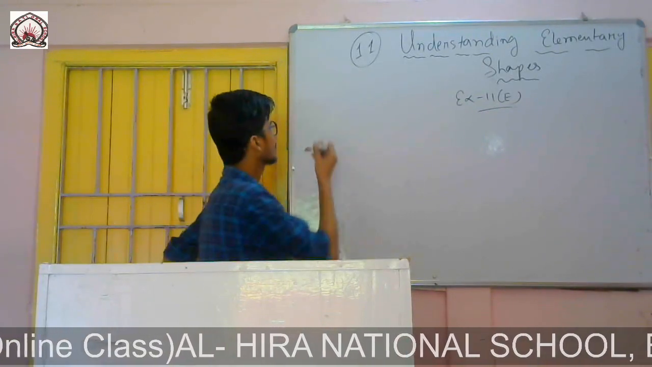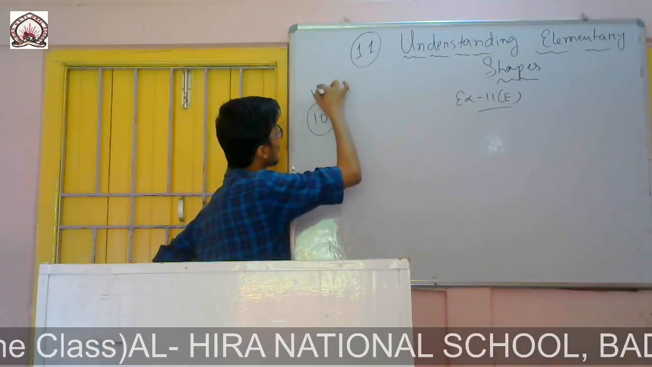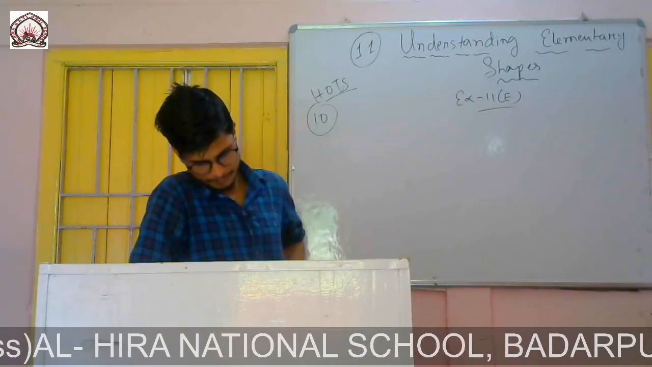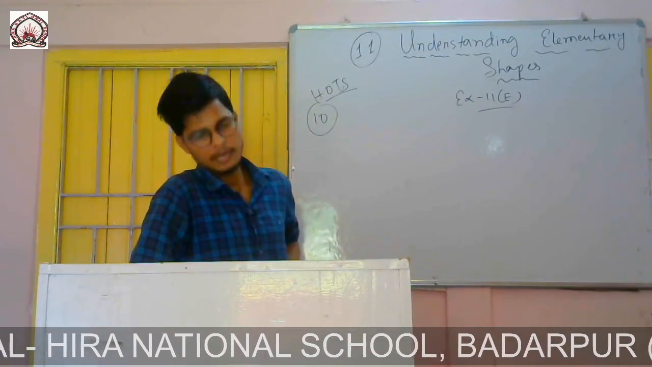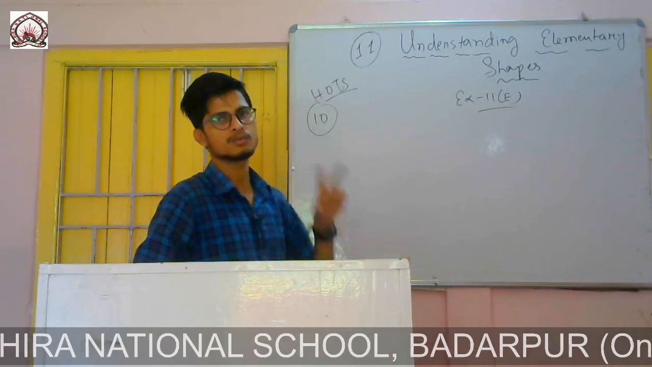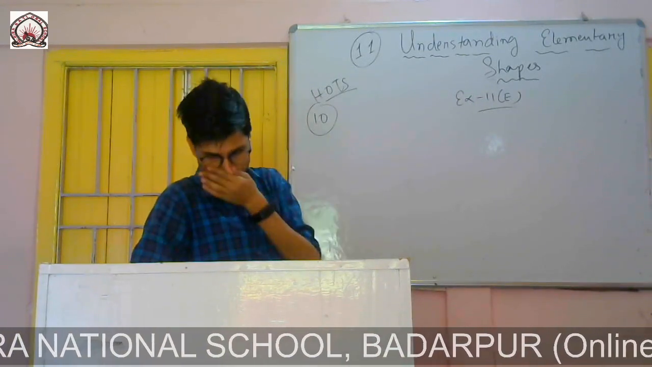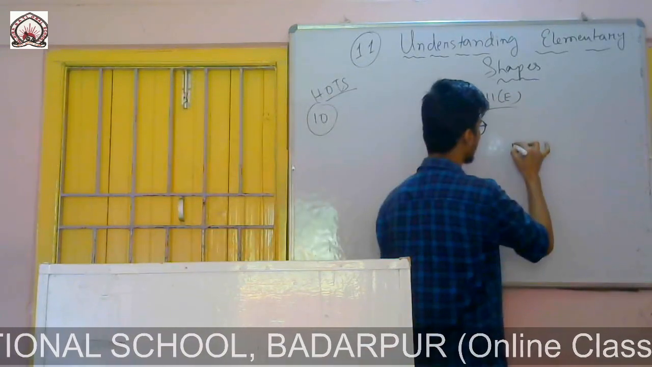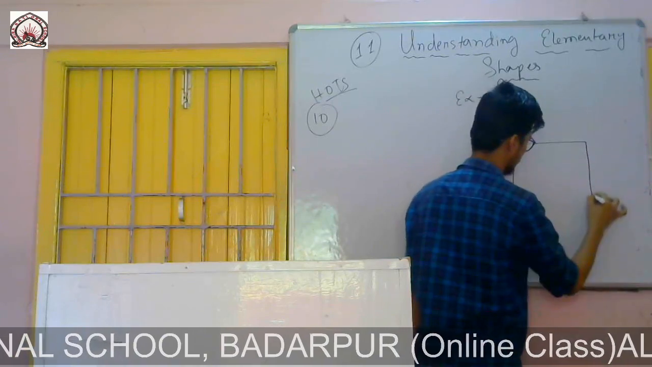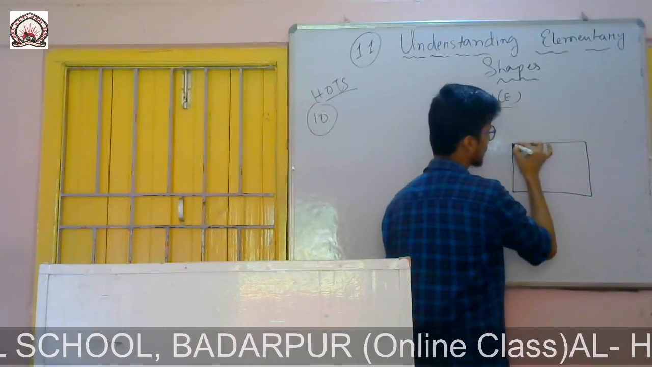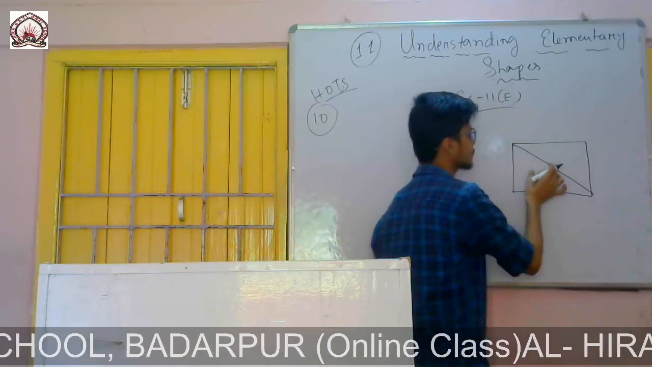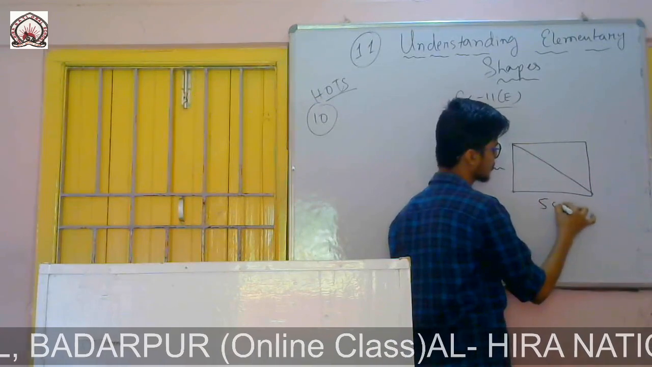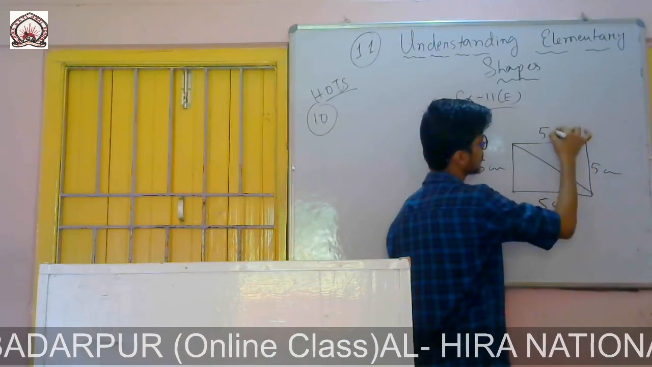So the question is given: the diagonals of a quadrilateral divide it into two isosceles triangles, name the quadrilateral. Isosceles triangle means two sides of the triangle should be equal. So if I draw a square, in a square all four sides are equal. Let this one be 5 centimeter, this one also 5 centimeter, this one also 5, this one also 5.